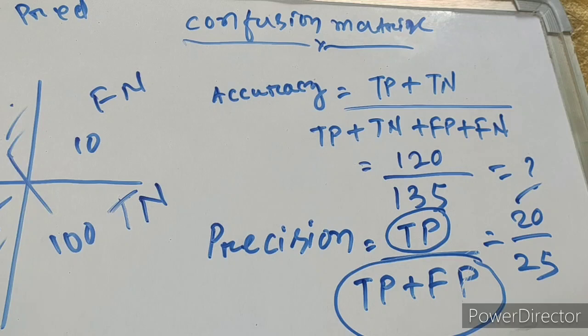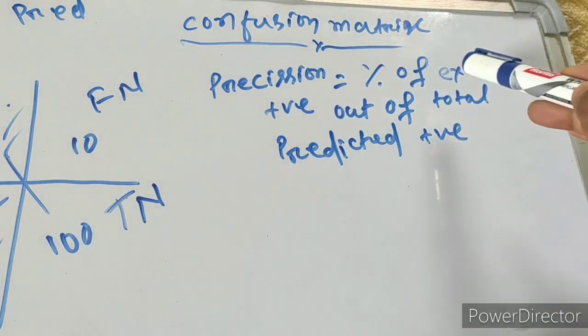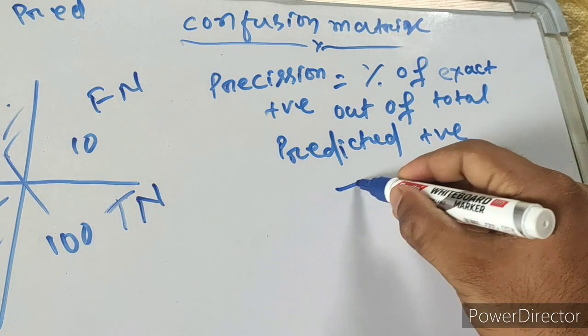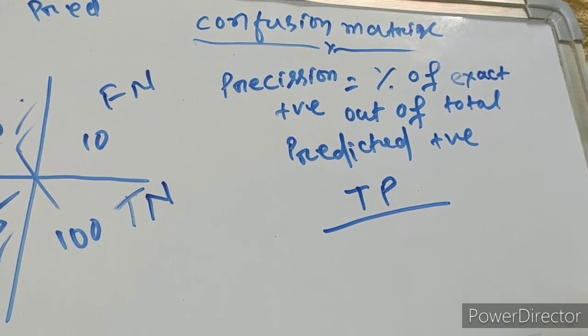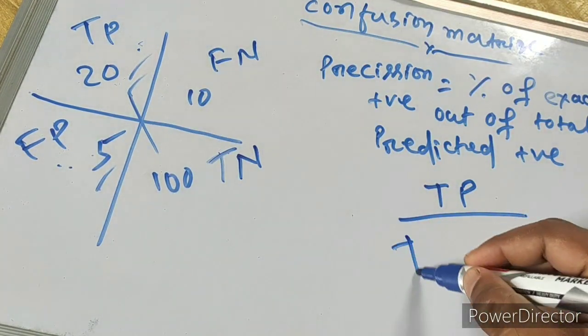Now let's understand what recall is. Before that, let me note down the definition of precision here. Precision is equal to the percentage of exact positives out of total predicted positives, which is true positive divided by true positive plus false positive. Here true positive is 20, false positive is 5, in the predicted column.